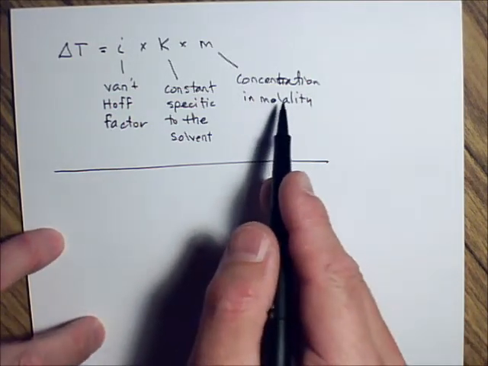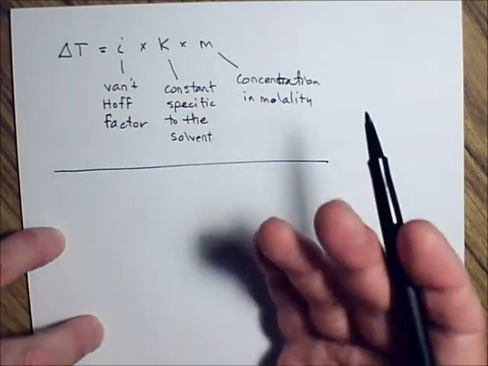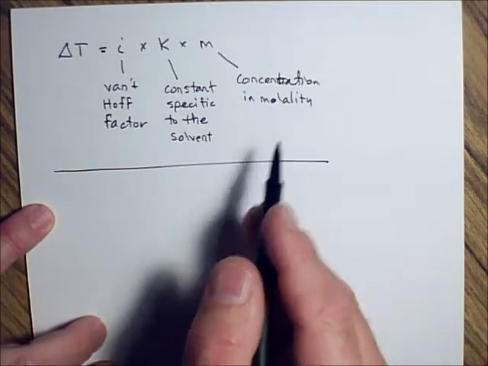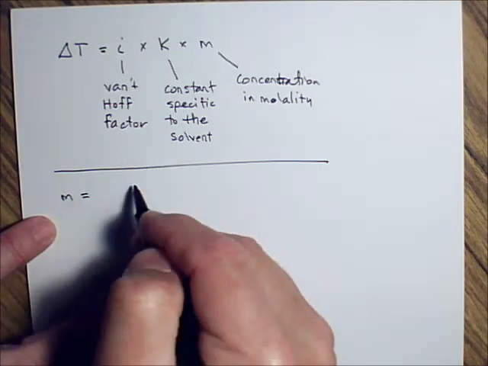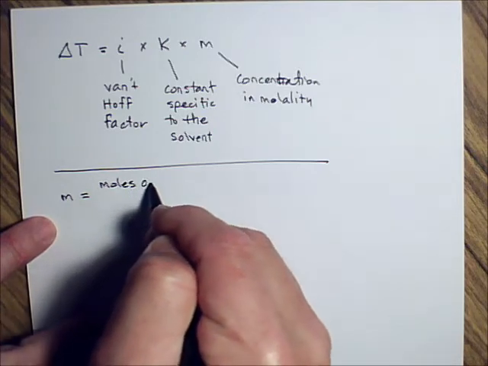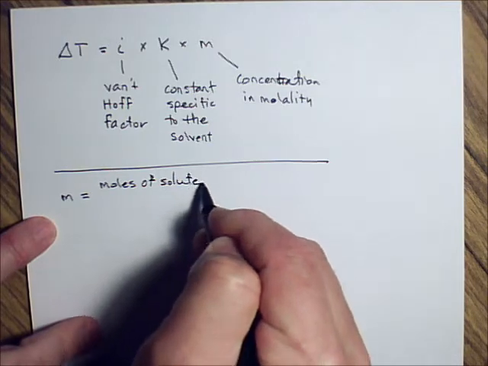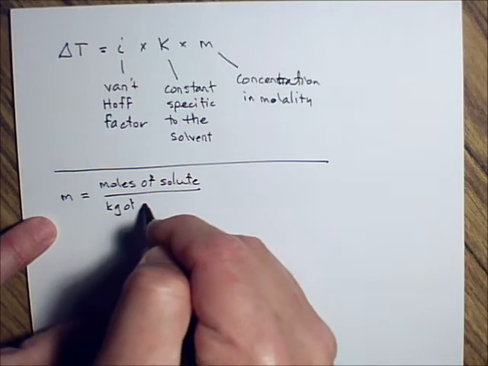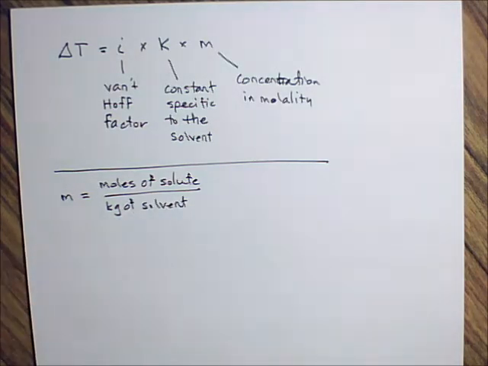M is a measurement of concentration, and you usually have to calculate it. The concentration called molality, which we use the small letter m for, is a ratio of the moles of the solute, the thing being dissolved, over the kilograms of solvent. Moles of solute over kilograms of solvent.